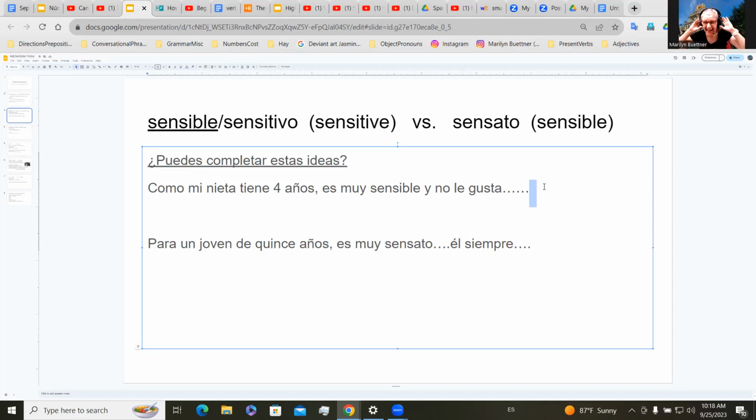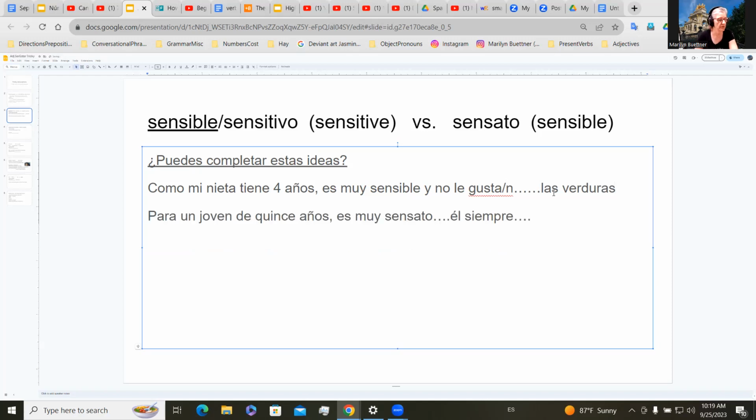¿Perdón? I think of food, I said broccoli, but. Ah, sí. Comida, sí. No le gusta o no le gustan, sí. Por ejemplo, no le gustan. And we should really make this either gusta or gustan because, right, it depends on the thing. No le gustan las verduras, veggies, sí. Muy común con los niños. No le gustan las verduras.